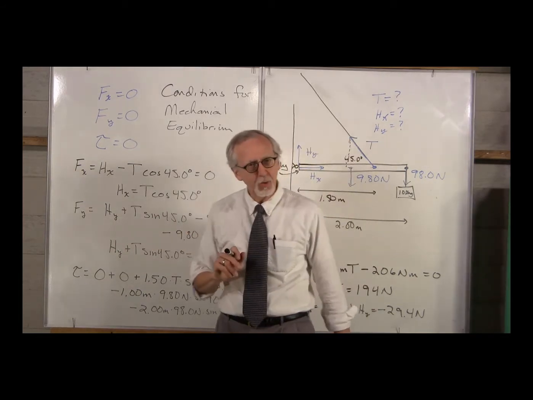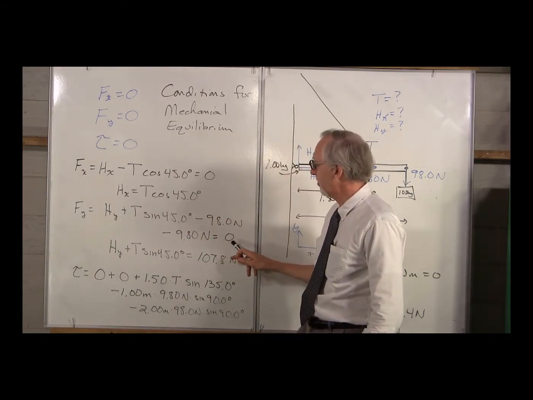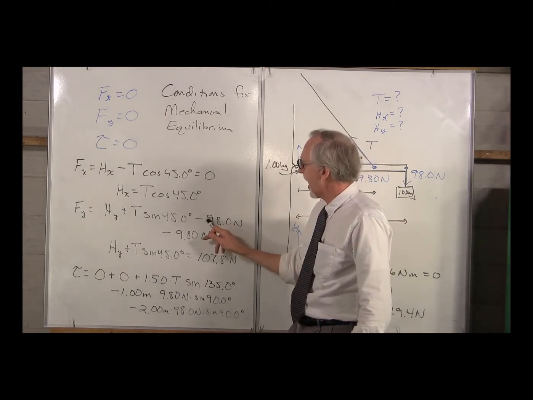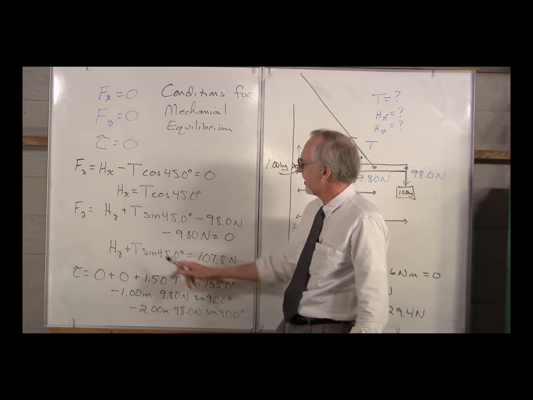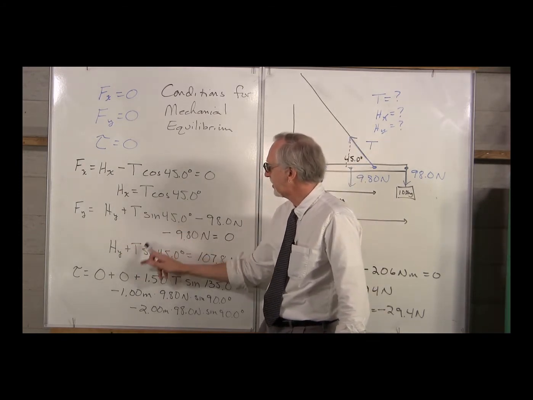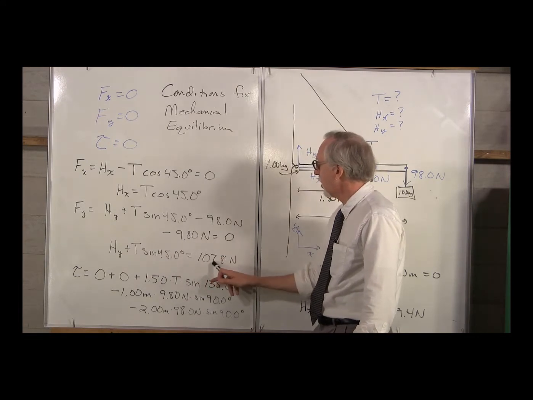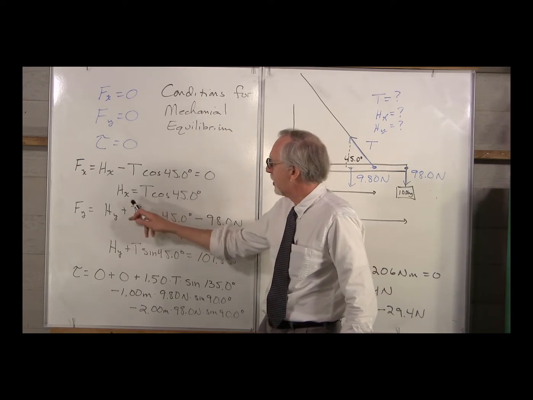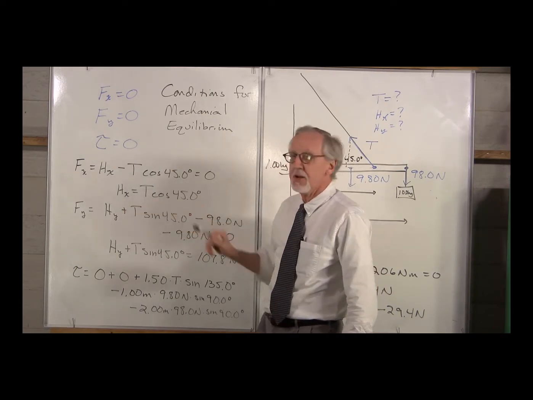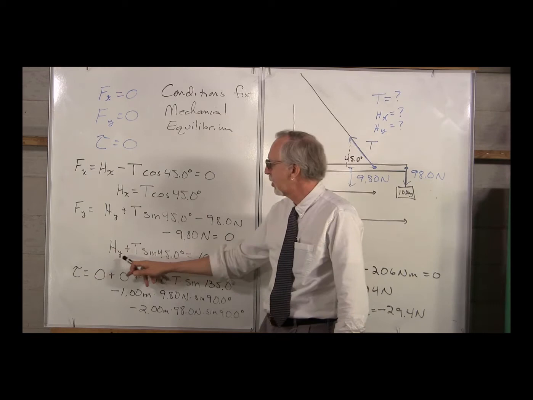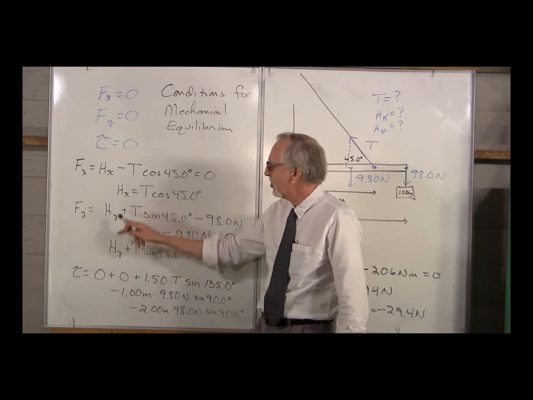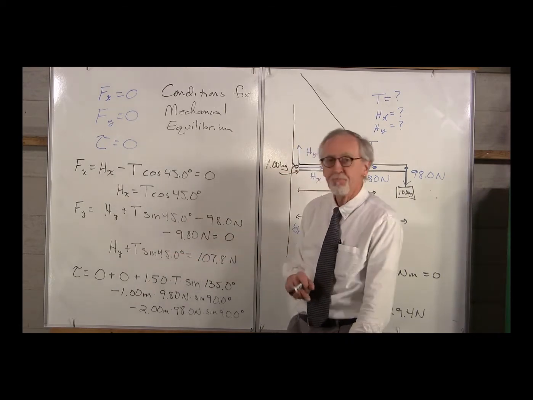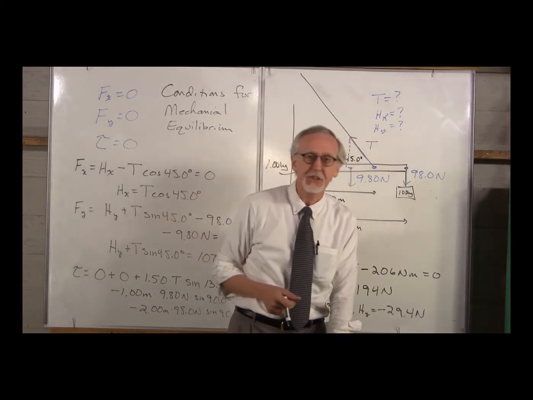Again, all of the forces in the y direction must have a sum of 0. Total force in the y is 0, so this all equals 0. Adding these two together, bringing them to the other side, we have h sub y plus t sine 45 equals 107.8 newtons. We can't go any further than this at the moment because we've got an equation with two unknowns. We can't solve that. We have another equation with two unknowns, a different unknown, in this case h sub y, so we can't even solve those yet. So let's move on to the torque equation.